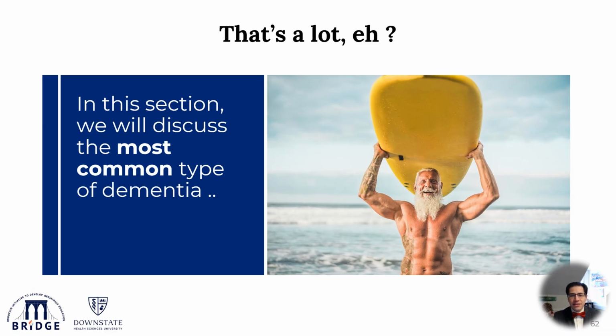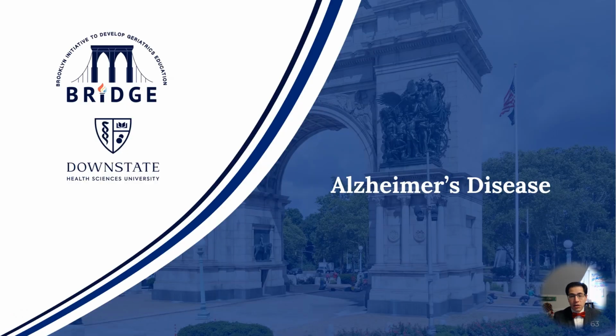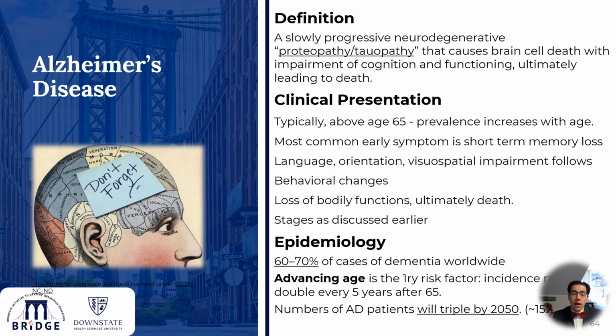I realize it's a lengthy list, 16 types is a little bit too long, but we can go through them bit by bit. For now, I'm gonna go through the most common type of major neurocognitive disorders or dementia, which is Alzheimer's disease. So how do we describe Alzheimer's?